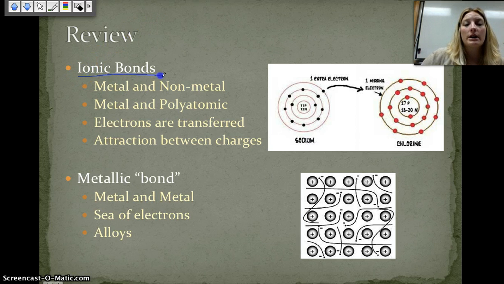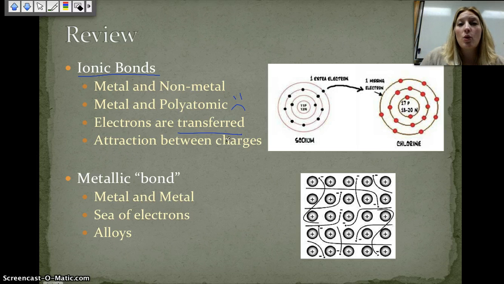We've talked about ionic bonds. Remember that ionic bonds are between metals and nonmetals. Possibly they could also be between metals and polyatomic ions. Remember, a polyatomic is the groups of atoms that have an overall charge. Those darn ones that you have to memorize. Sad face. Anyways, in these bonds, electrons are transferred.